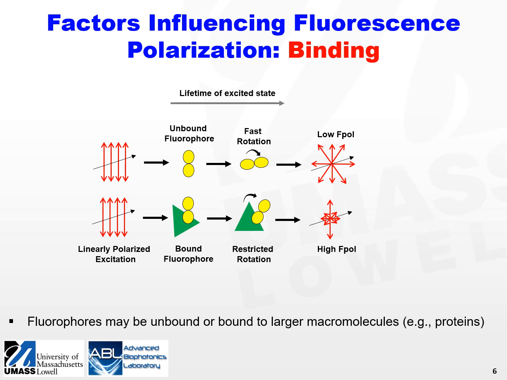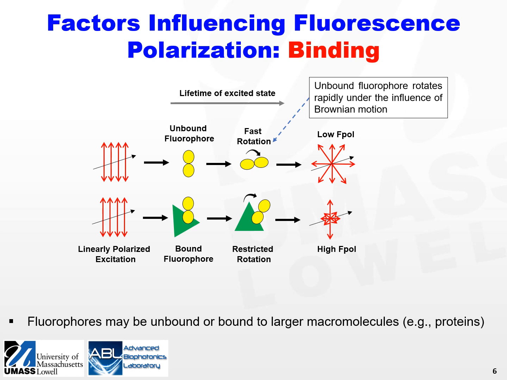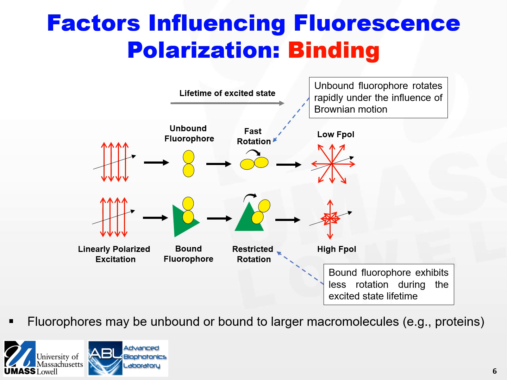One factor that influences fluorescence polarization values is binding. An unbound fluorophore is able to rotate rapidly under the influence of Brownian motion, and the observed polarization of the fluorescence emissions will be lower, whereas a bound fluorophore exhibits less rotation during the lifetime of the excited state and the fluorescence polarization is higher.